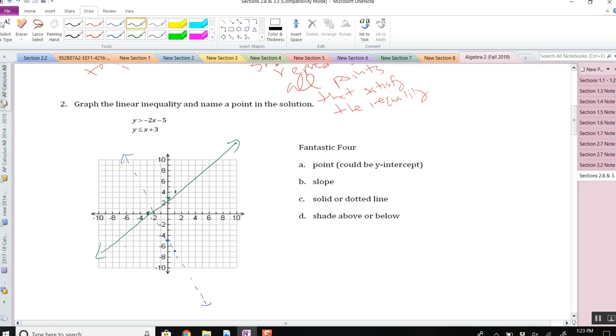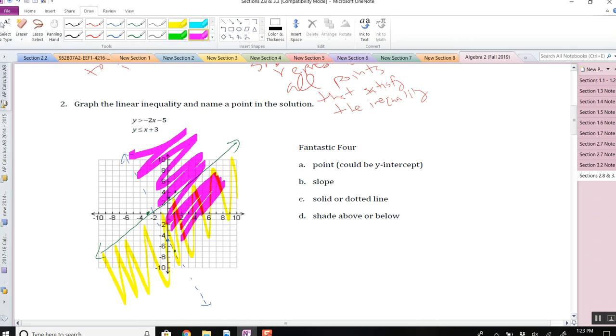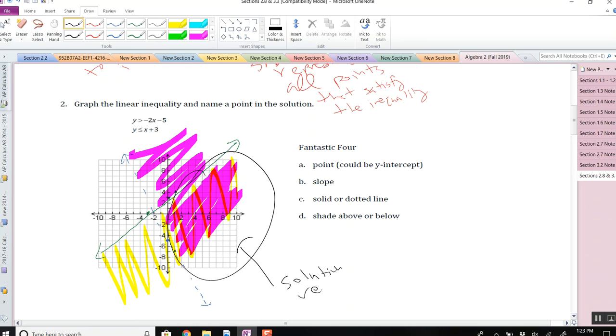Then the shading. I'm going to shade below the green line, so I'll do red for that. I'm going to shade above the blue line. So notice I see this overlapping region that's kind of turning red. That's going to be the solution region, or the overlapping shaded region.